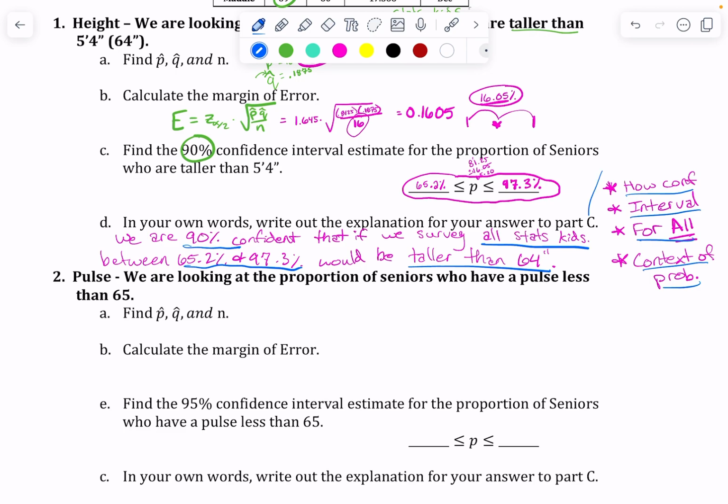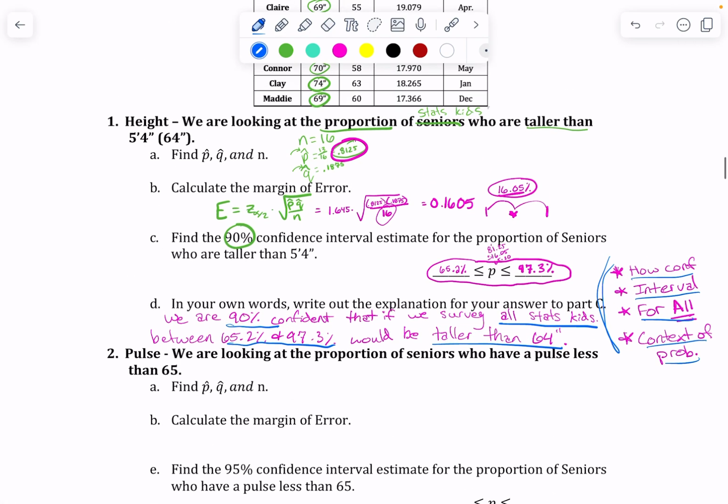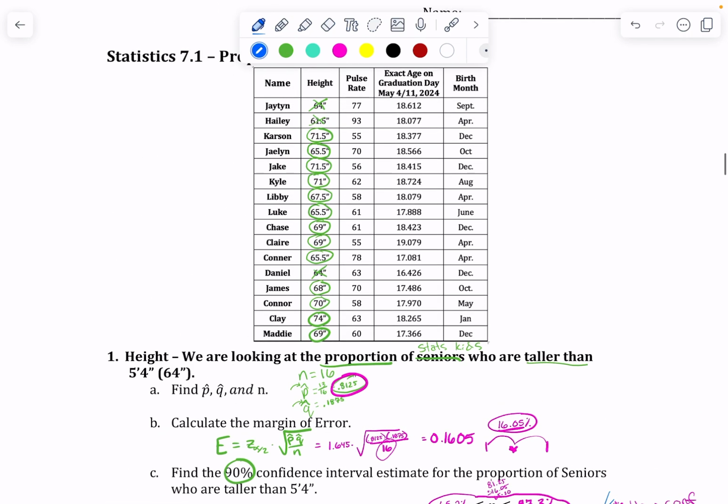Not necessarily in the order that I listed them here, but that's how I usually would say that. You have to include all of those elements in your explanation. Hopefully that made a little bit of sense. This just goes back to what we were doing in section 7.1, but this is for our class data, so I think it's kind of fun to do.